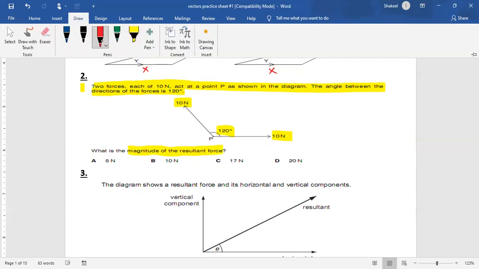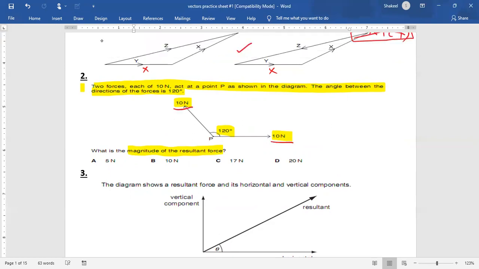So what we will do over here is, it is a special case in which one thing you need to remember: if two forces of equal magnitude with angle of 120 degrees are given, then the resultant will have the same magnitude as that of the vectors, so 10 Newton. So through our direct knowledge, the answer is 10 Newton. But we can also prove it by head to tail rule.